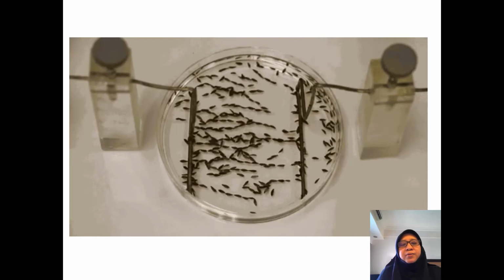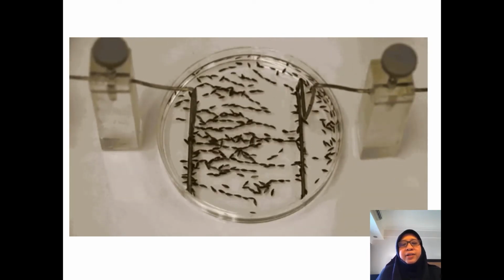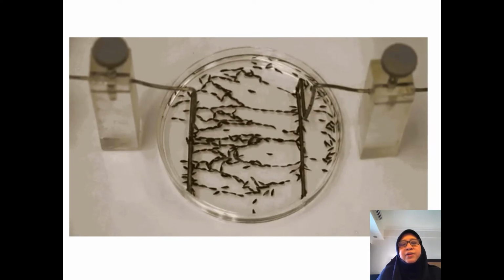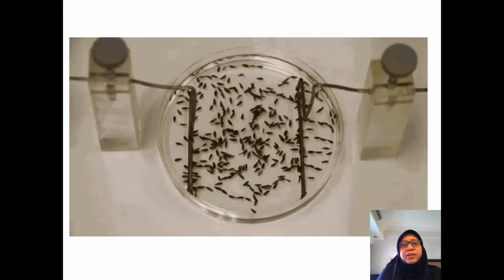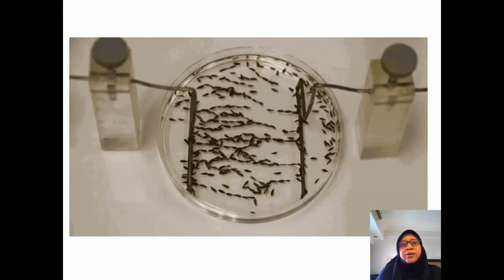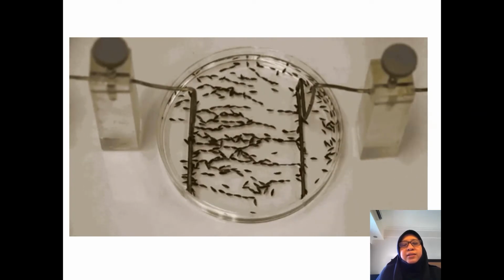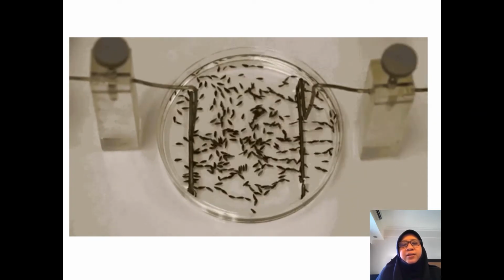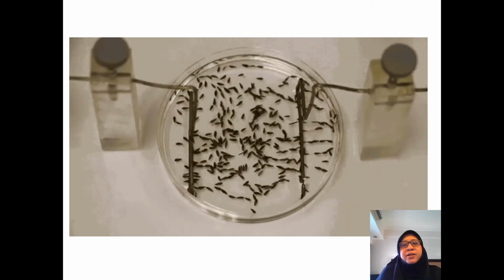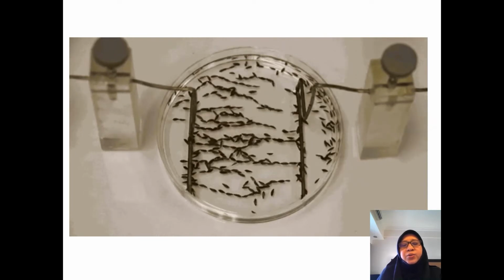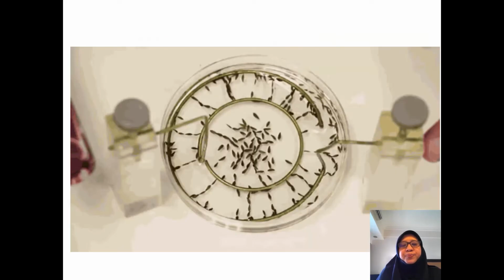Okay, for example, look at this simple experiment. This is the electric field area. These are two electrodes, positive and negative. Let's say we use seeds of grass and we put them here. When there is an electric field, you can see that the seeds arrange themselves like this. This is a simple experiment to show the existence of the electric field.